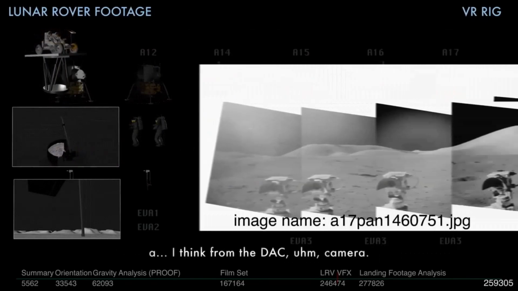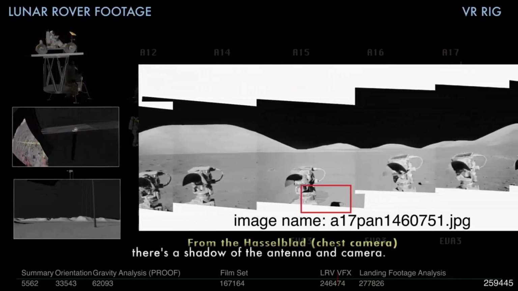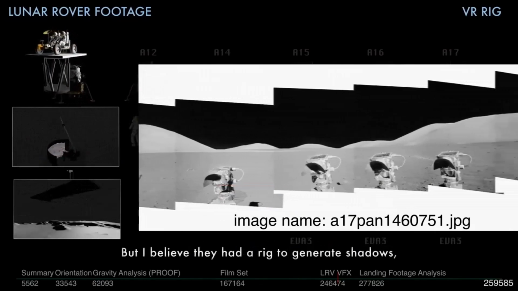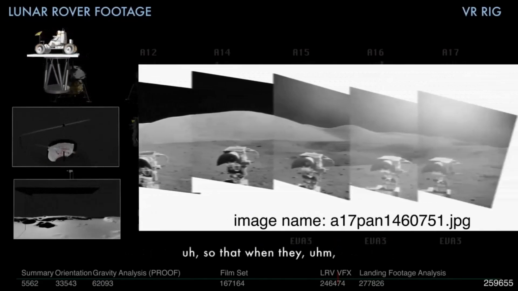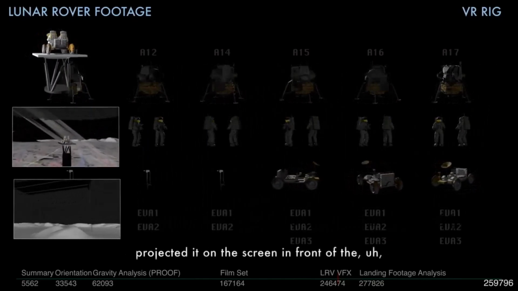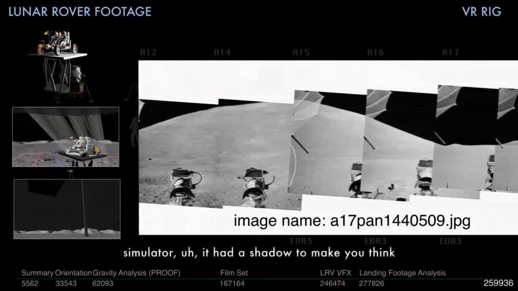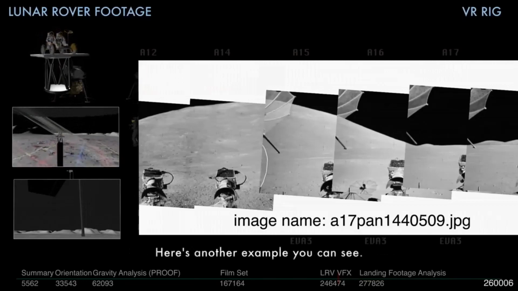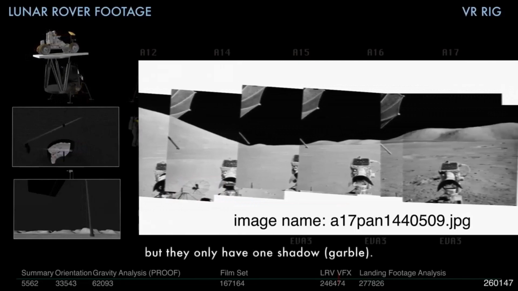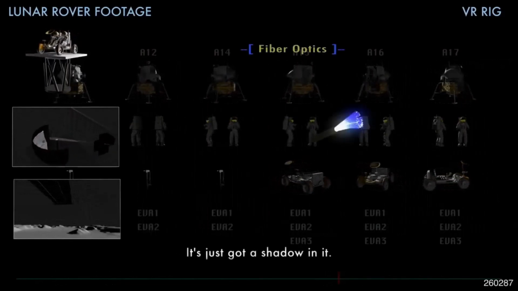So here, I think these photos were generated from a DAC camera. You can see in the middle one, there's a shadow of the antenna and camera. Sometimes it's because the shadows, some because they're on a set. But I believe they had a rig to generate shadows, so that when they projected it on a screen in front of the simulator, it had a shadow to make you think they're really there. Here's another example you can see, but it's rare, right? All of these images, but they only have one shadow, so it's quite possible they take one frame at a time. It's just got a shadow in it.